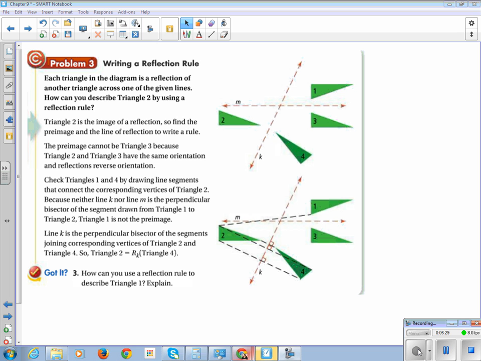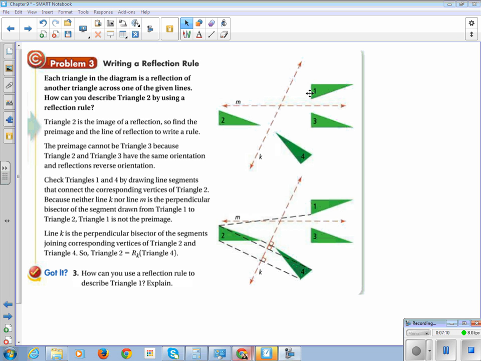All right, so let's take a look at problem 3, writing a reflection rule. Each triangle in the diagram is a reflection of another triangle across one of the given lines. The first question they give us is, how can you describe triangle 2, just this one right here, using a reflection rule? So we can say triangle 2 is the image of a reflection, so find the pre-image and a line of reflection to write a rule. So we need a line of reflection and we need a pre-image. The pre-image can't be triangle 3 because it is not flipped.